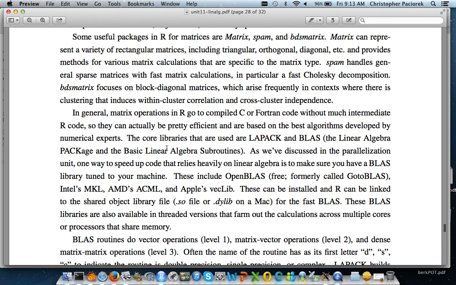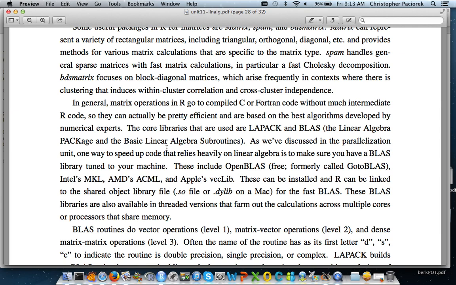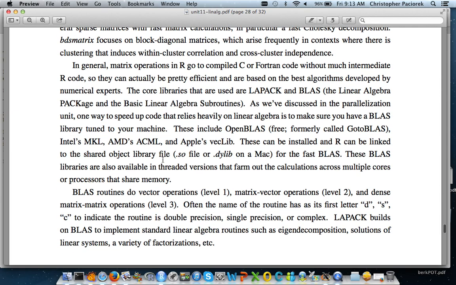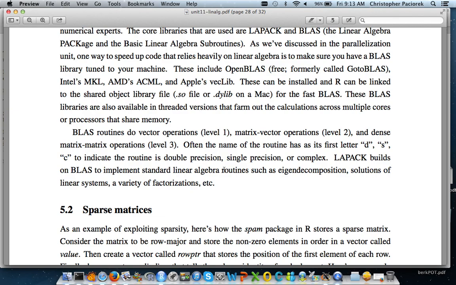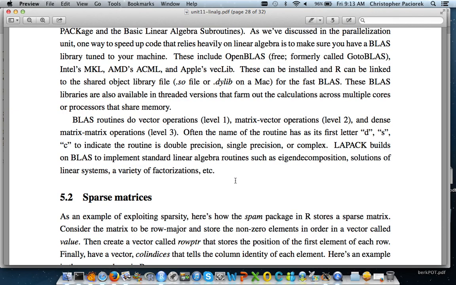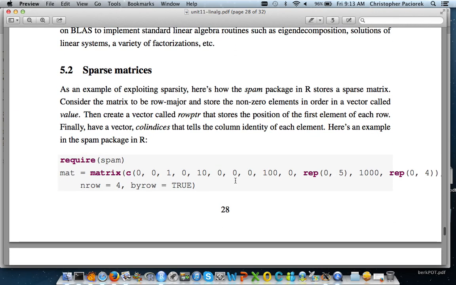So if you know that you have that sort of matrix, you want to look into computations that can exploit that. And we've talked about LAPACK and the BLAS, which are the basic core computational engines and codes for doing linear algebra calculations, and about making sure that you're using an optimized BLAS is usually a good thing to do if you're doing a lot of heavy computation. I don't think I want to say too much more about that.